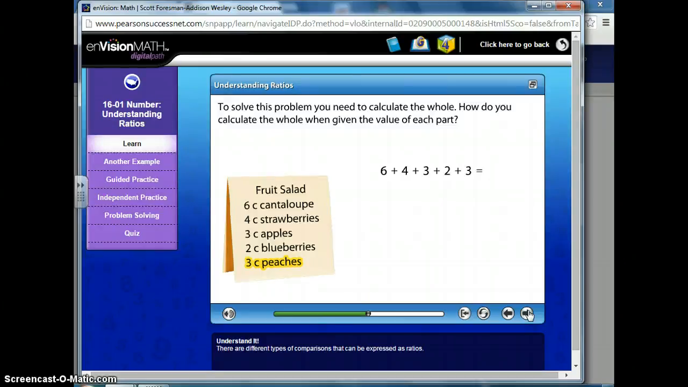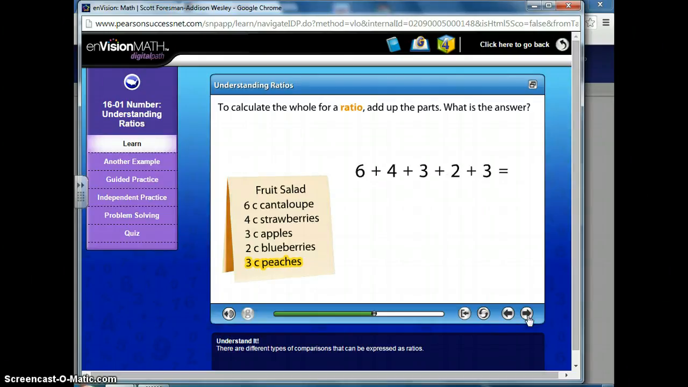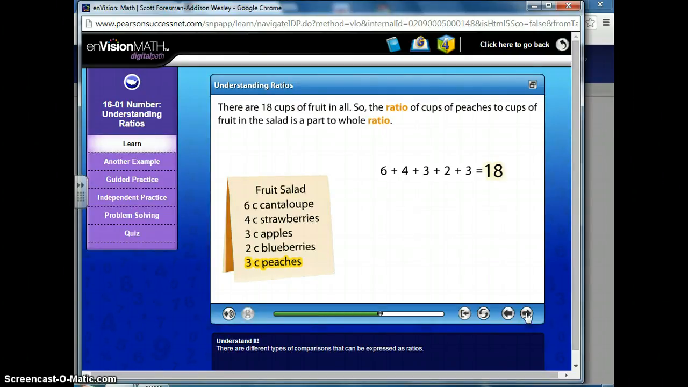Okay, calculate the whole. We're going to add up all of these. How many cups are in the whole thing? 6 plus 4 is 10, 11, 12, 13, 14, 15, 16, 17, 18. So there are 18 cups total. To calculate the whole for a ratio, add up the parts. What is the answer? There are 18 cups of fruit in all.